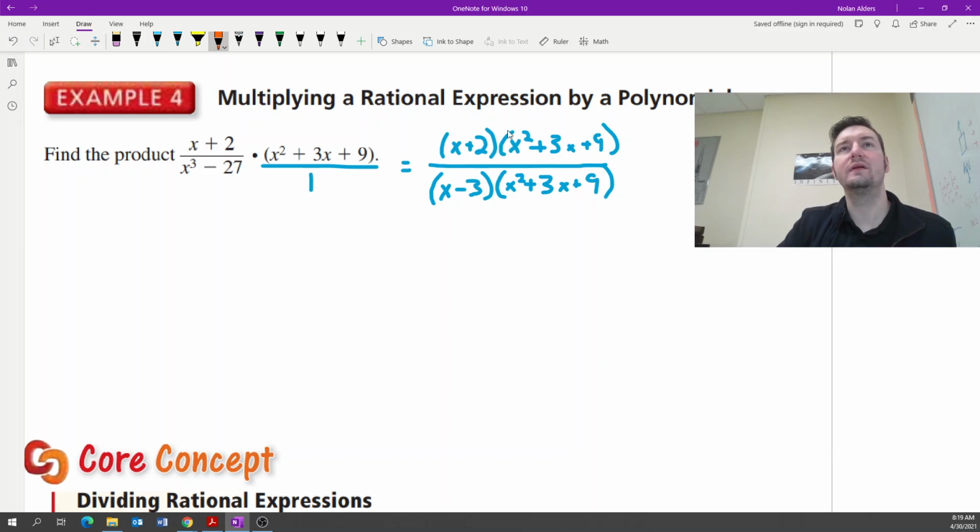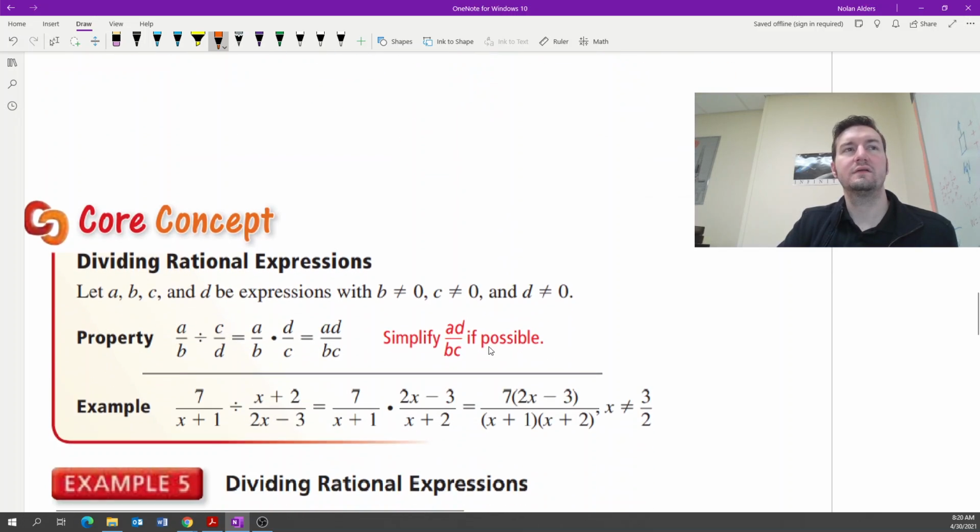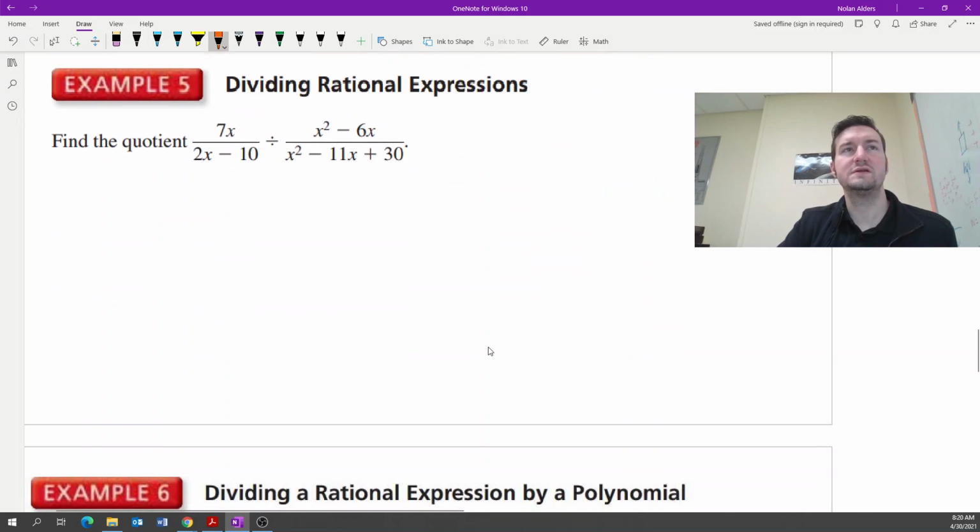And we can see now that we have the same thing, x squared plus 3x plus 9, in numerator and denominator, so we can cancel those, and we'll be left with just x plus 2. Oh, and I realize you can't see that. I'll write it down here. We'll be left with x plus 2 over x minus 3. And there's your answer. Okay, moving on to division.